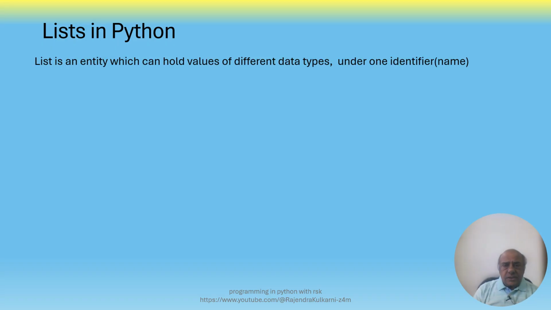List is an entity which can hold values of different types under one identifier or under one name. It can hold multiple values, and those values can be of different data types. So in one list we can include a string, an int, a float constant, and any other constant that is available in Python.